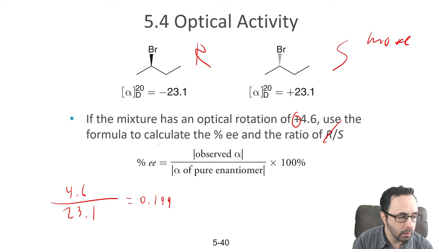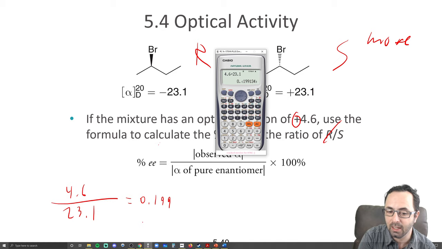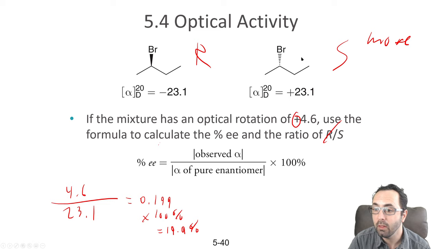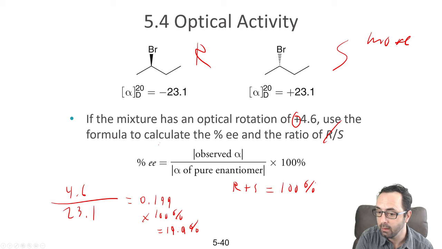We can go ahead and do that. 4.6 divided by 23.1. And we get 0.199. Or if we make that a percent by multiplying it by 100%, we get 19.9%. Okay, so we have 19.9% more of the S enantiomer than the R. If we wanted to figure out how much exactly we have, well, we know that the R and the S are going to add up to 100%, right? We also know that there's 19.9% more of the S than the R.